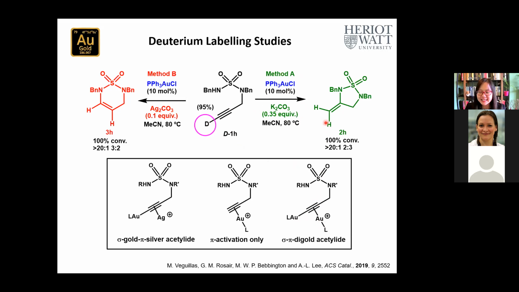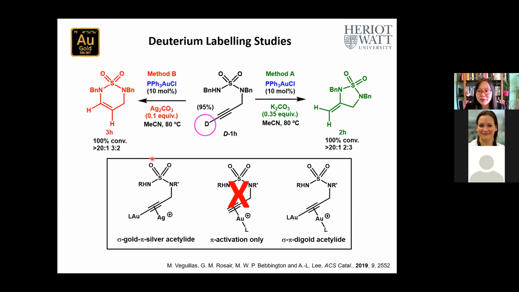So that was great. But we thought that this product 3H here comes from the pi activation only. Now, if that's true, then this deuterium should end up in the product, and we saw none of it at all. So it's not pi activation only at all. We think that the pi activation only occurs if you have this position with the substituent, so internal. And that's why with internal alkynes, we saw no ratio difference between the methods.